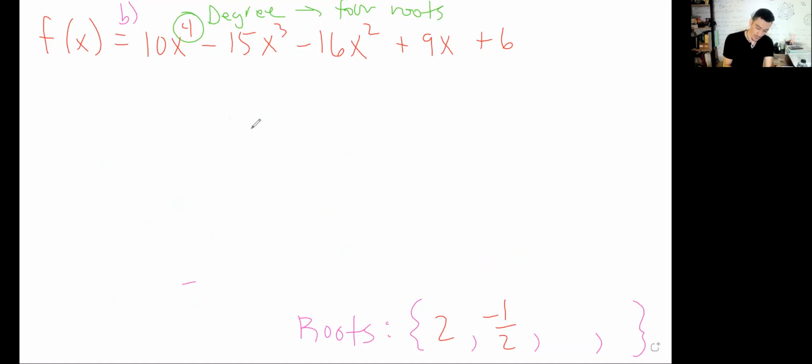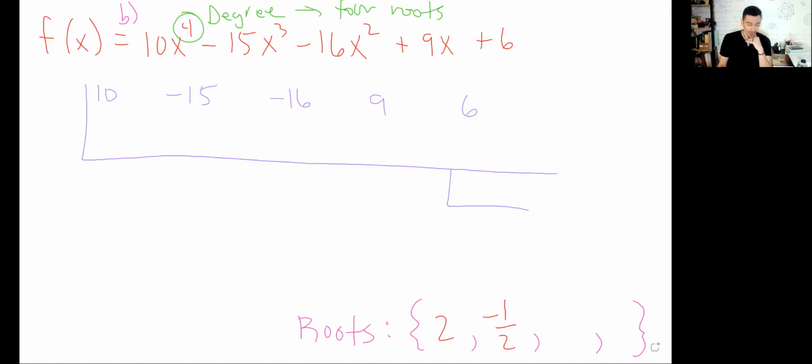And so what we're going to do, folks, is we're going to go synthetic division. Let me get a marker here. Let's go with purple. And we're going to go synthetic division. Let me draw the large L there. And then let me put the numbers. So we have 10, negative 15, negative 16, 9, and 6. And then what we're going to have to do is divide by both of these numbers, 2 and negative 1/2. The order does not matter.